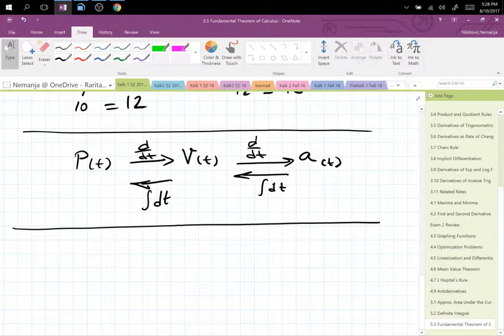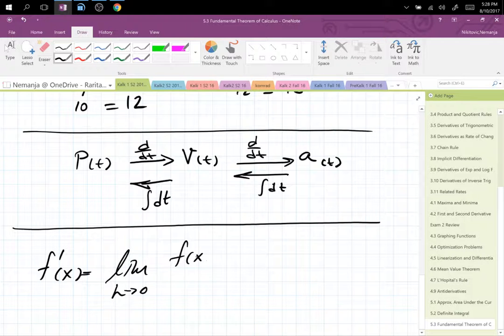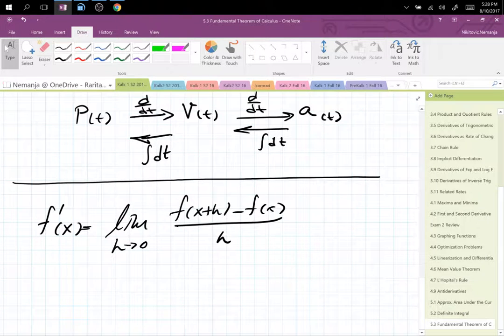Can you tell me what was the formula for the derivative? Anyone remembers the definition? Limit as h goes to 0 of f of x plus h minus f of x, everything over h. Perfect. Who can tell me what's the formula for the integral? What was the formula for integral?